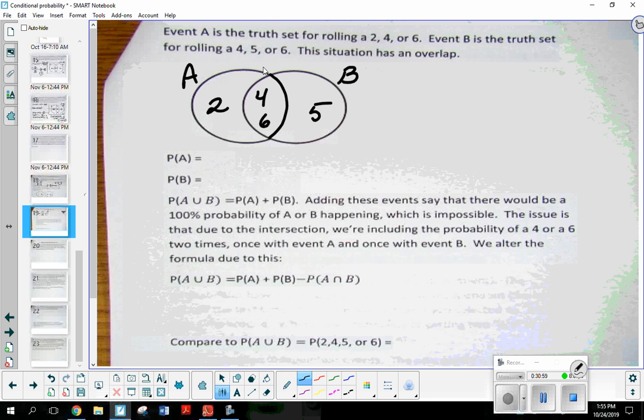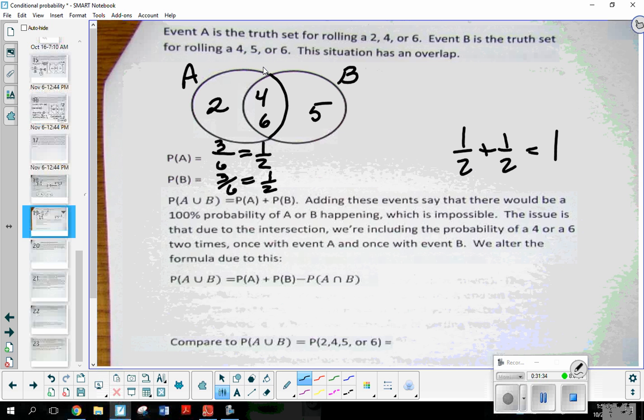Okay, what's the probability of rolling a die and getting a value from A? 1/2. There's 3 possibilities out of the 6 total, so that's 1/2, right? What about the probability of rolling a die and getting a 4, 5, or 6? 1/2. 3 out of 6 is equal to 1/2. Now, here's the thing. If I take the probability of the union, probability of A plus probability of B, what does this give me? That gives me the whole, but that doesn't make sense.